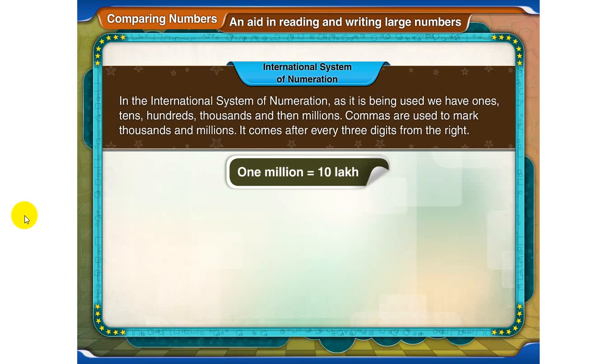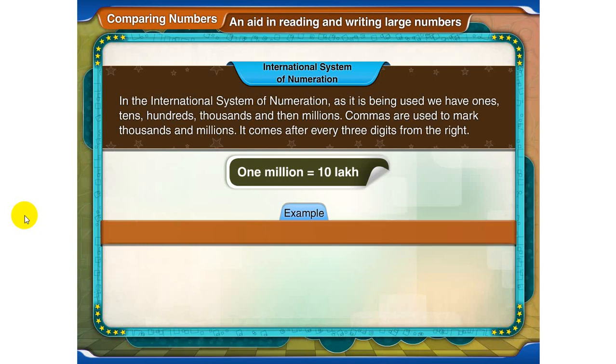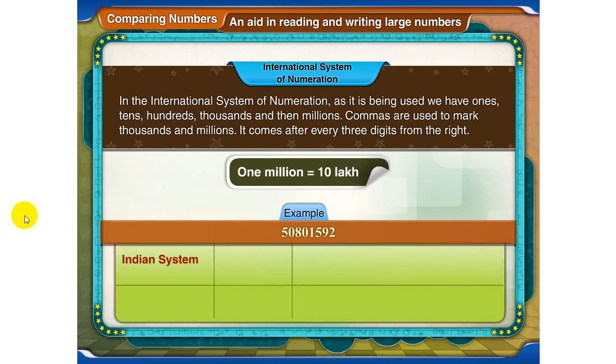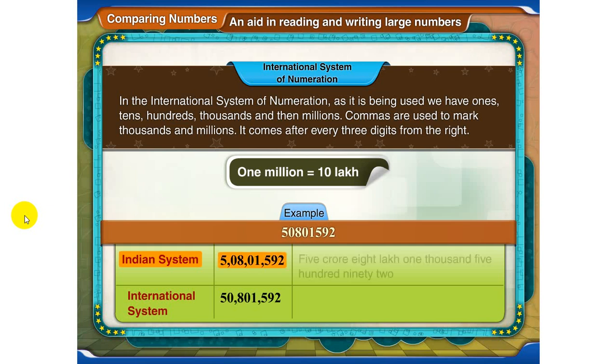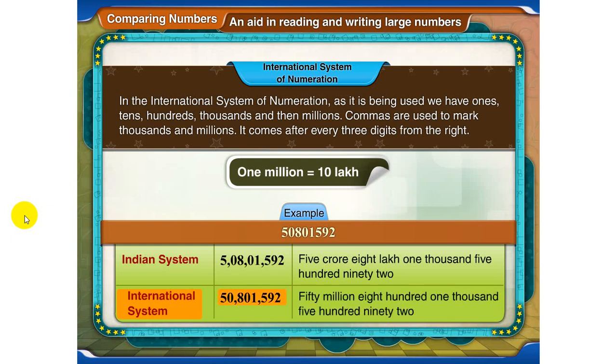Let's solve some examples. For example, number 5 crore 8 lakh 1,592. Insert commas in Indian and international system. This is as follows. In Indian system, this number is read as 5 crore 8 lakh 1,592. And in international system, it is read as 50,801,592.